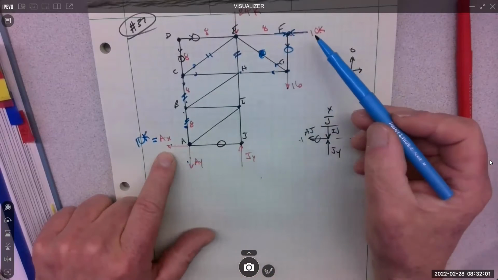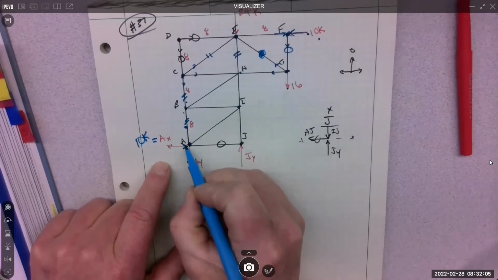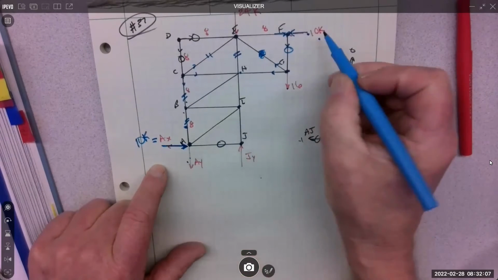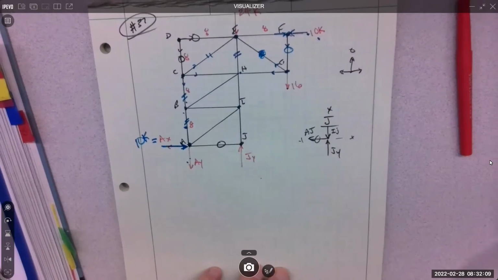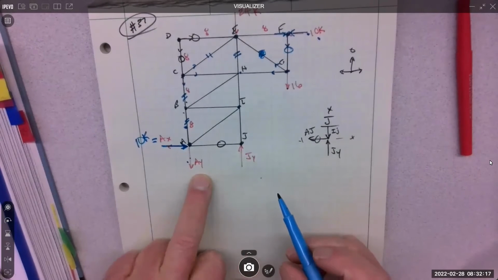They're the only two in that direction. AX has to oppose, oh, did I put it the wrong way? Yep. It has to oppose 10K. Everyone see that? I've done my job if that's true. All right, what about AY?